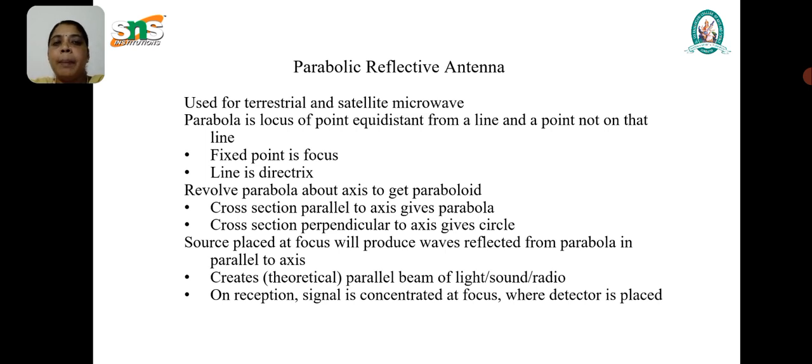Revolving a parabola about its axis gives a paraboloid. Then a cross section parallel to the axis gives a parabola. A cross section perpendicular to the axis gives a circle. A source placed at the focus will produce waves reflected from the parabola parallel to the axis. This creates theoretical parallel waves of light, sound or radio waves that are concentrated at different focus, where a detector is placed in between them.